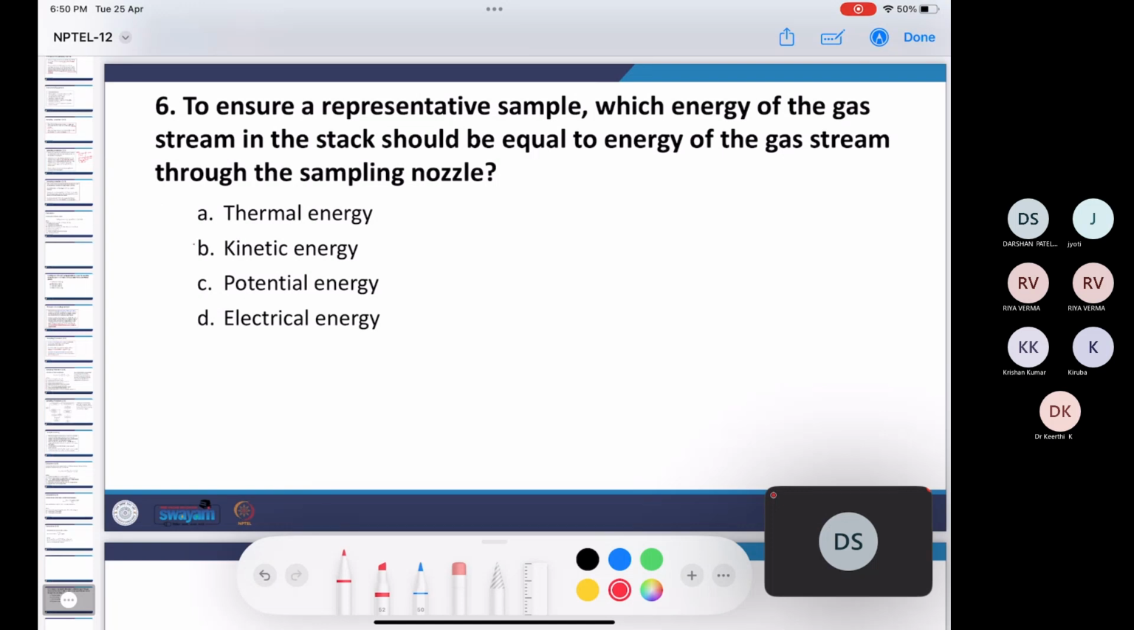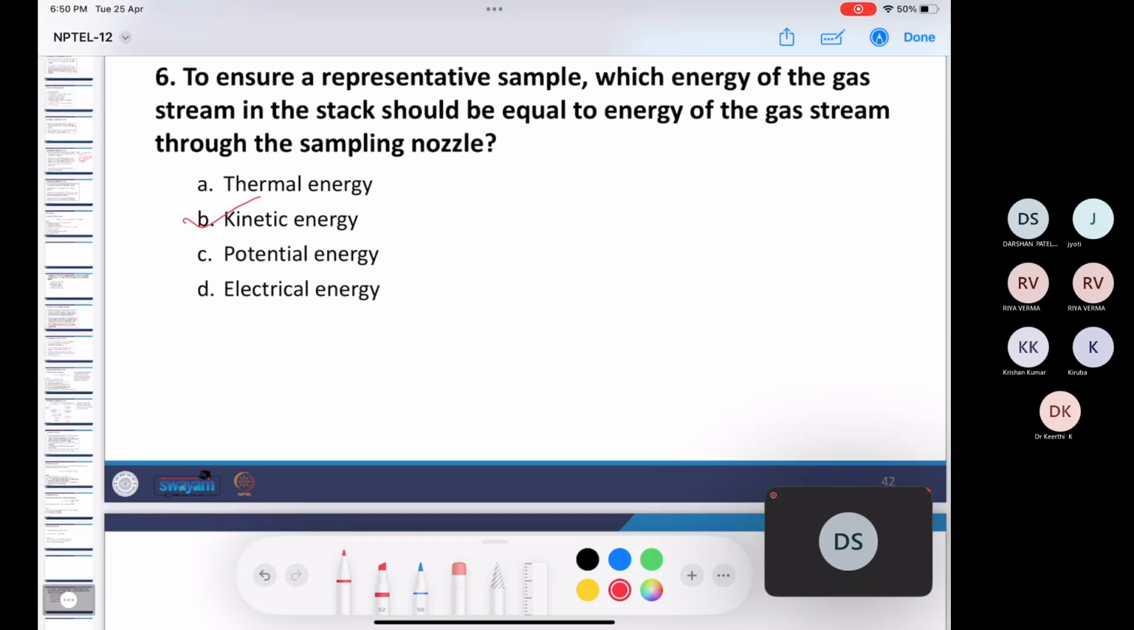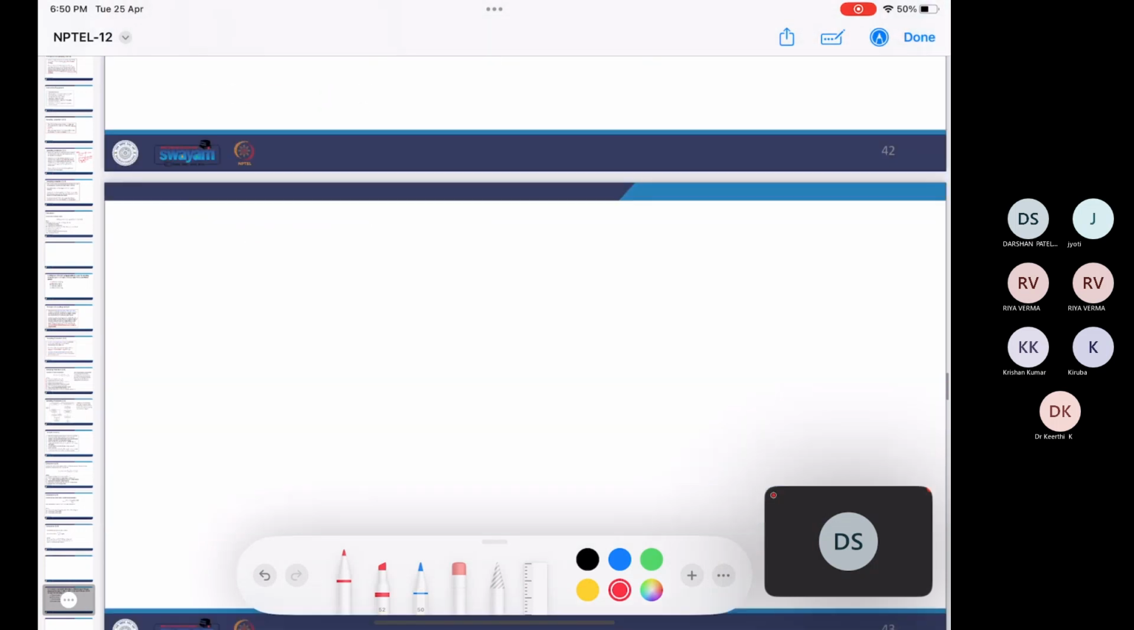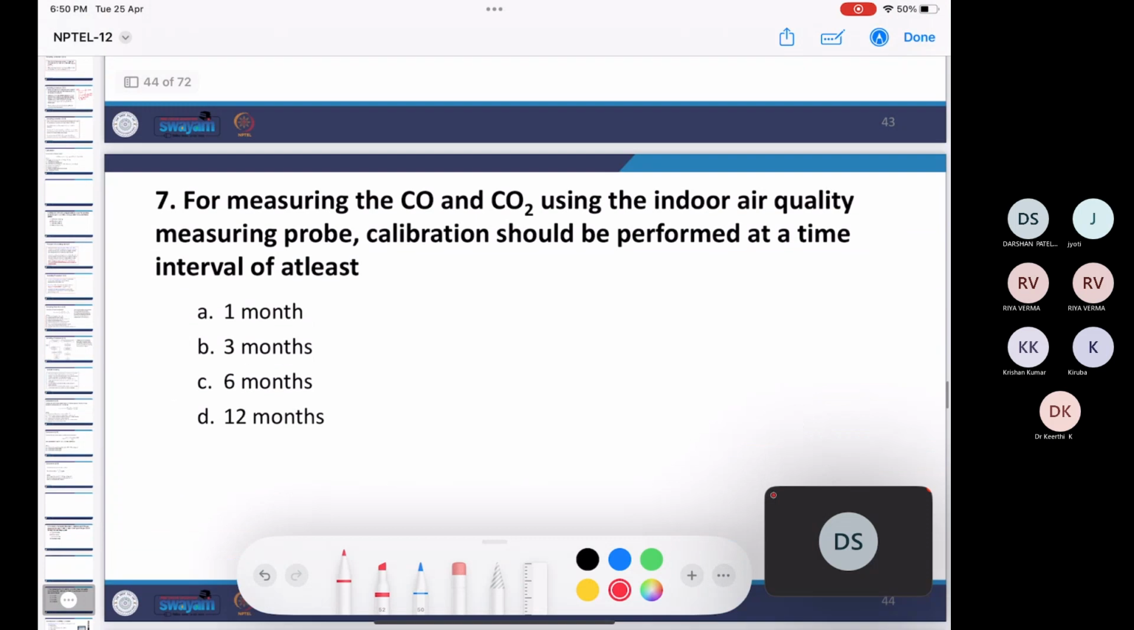Kinetic energy. Correct, Jyoti. Because just now we have read about this isokinetic sampling, and this is also talking about the gas stream in the stack. So this should be your kinetic energy. Now for the next question.